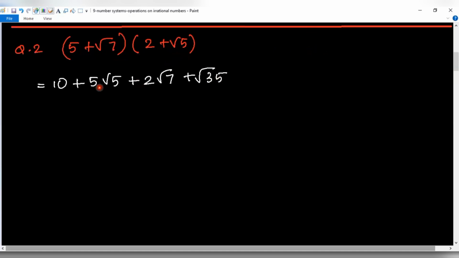Now, here we have no like terms. 35, when we factorize, we are not getting any pair of numbers, right? So we cannot do anything with this root 35. All these things will remain like this because all of them are unlike terms. We cannot combine them.